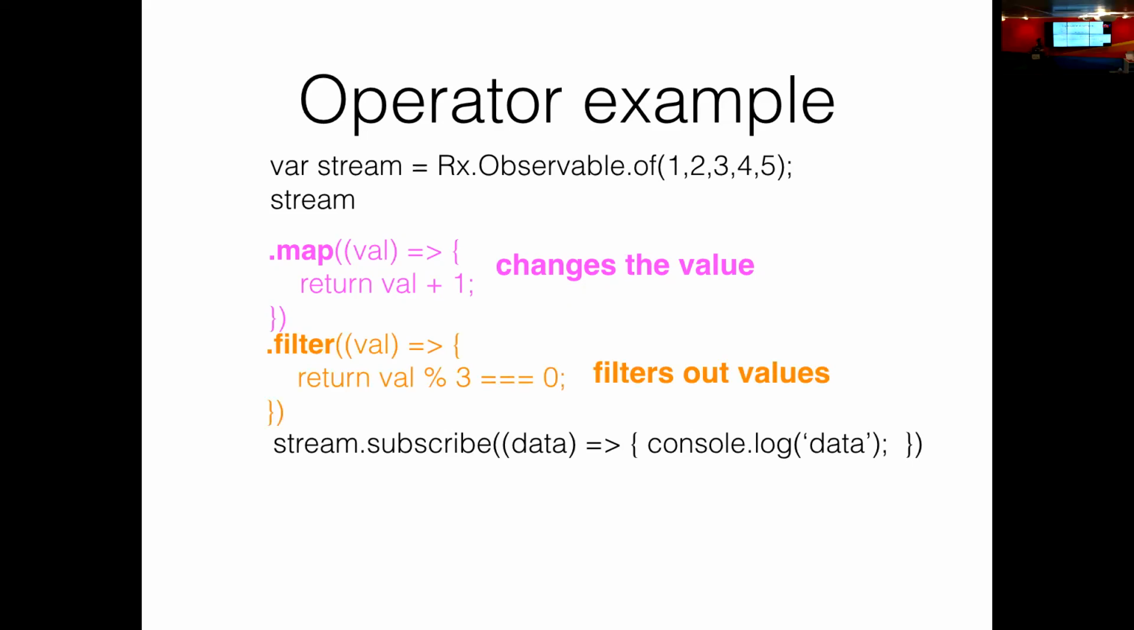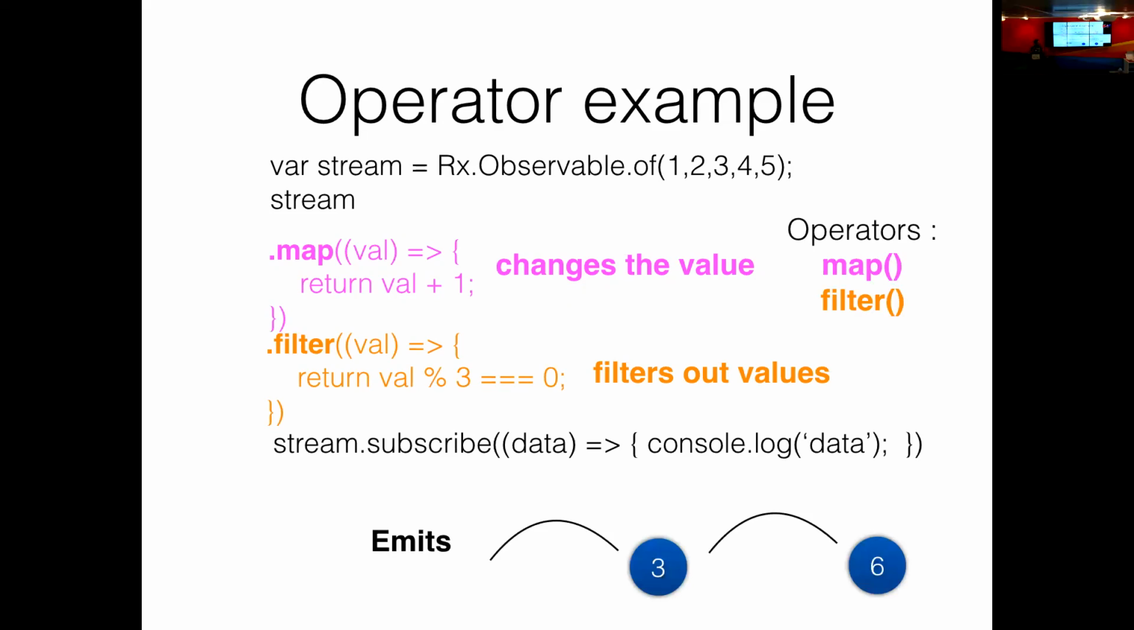Here we have a filter operator that clearly removes values that are not wanted. So you can see we have this chain behavior happening. The operators map and filter were the ones we used. And as you can see, the end result of this observable, starting with the values 1 through 5, is just 3 and 6 because of the filter operator. And of course, the map operator has ensured that our values are incremented by 1.